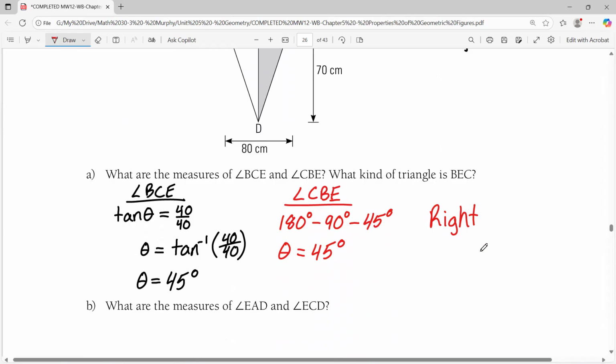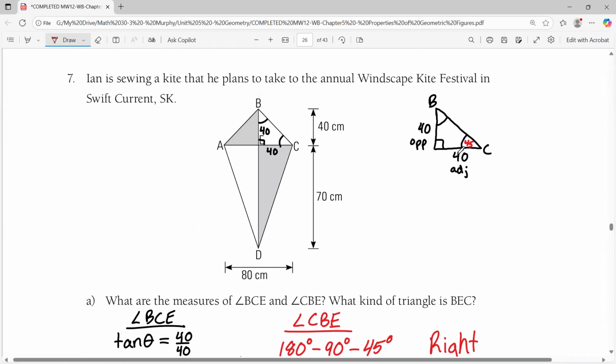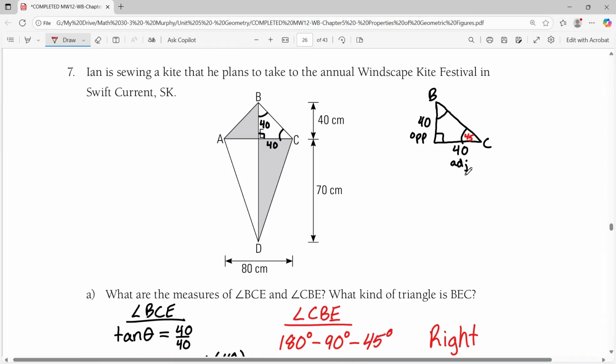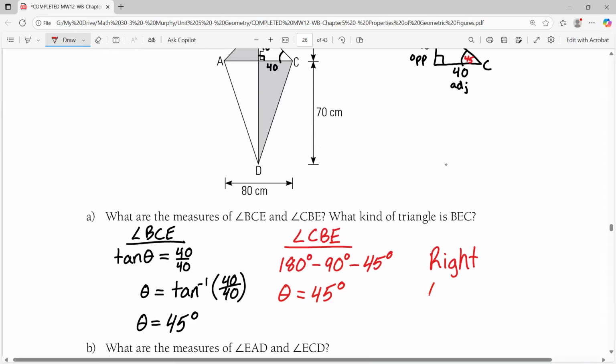And then by side length, if it has two equal sides, it's isosceles. So just to review, 3 equal sides would have been equilateral. 2 equal sides is isosceles. None of the sides are equal, scalene. So we have isosceles.